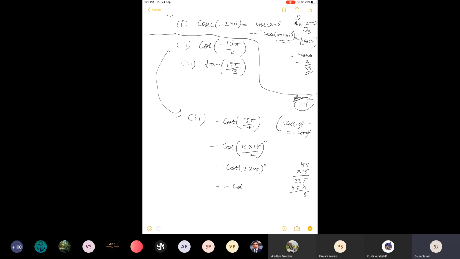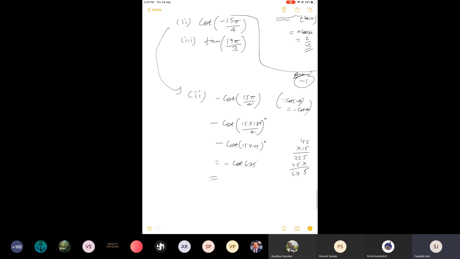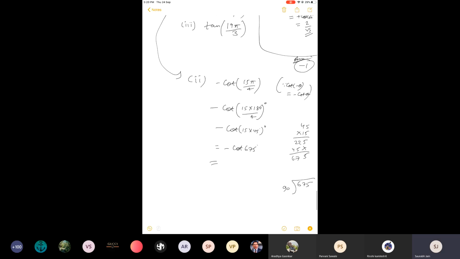675. What I told you, you have to divide it by 90. You should be comfortable in division. So 90 into 7 will be 630. 45 will be the remainder. So let us write 675 as 90 into 7 plus 45. Okay, so 7 rounds of 90, odd multiple, cot will change to tan. Angle will reduce to 45 degrees.